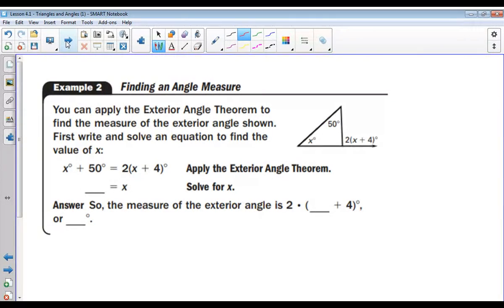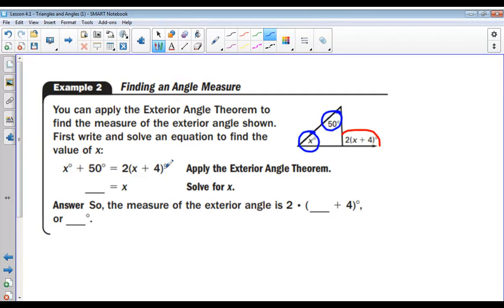Okay, we're going to practice this exterior angle theorem right now with example 2. So you can apply this right now to find the measure of the exterior angle shown. So first, what you want to do is take a look at what we're trying to solve for. Here is your exterior angle. It's 2 times the quantity of x plus 4. Remember, the exterior angle theorem says if you take your 2 non-adjacent angles, so x and 50, and you add them together, you're going to get the measurement of the exterior angle.